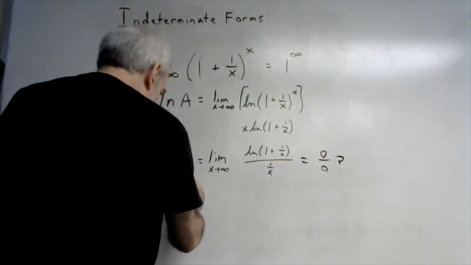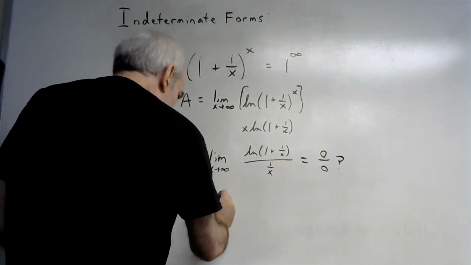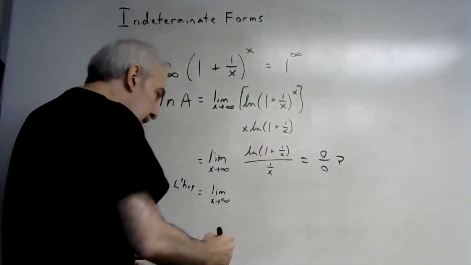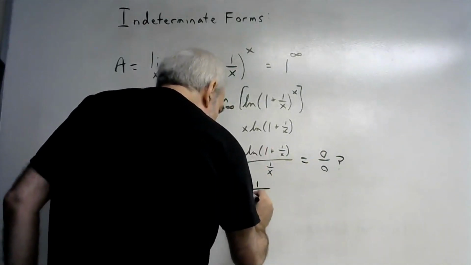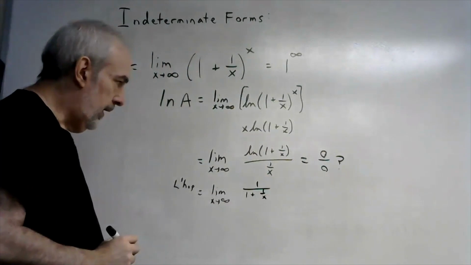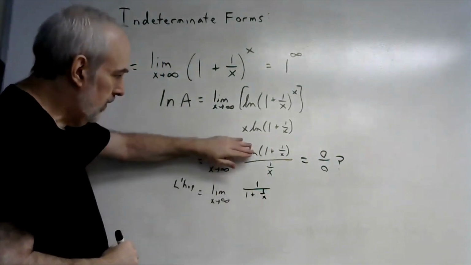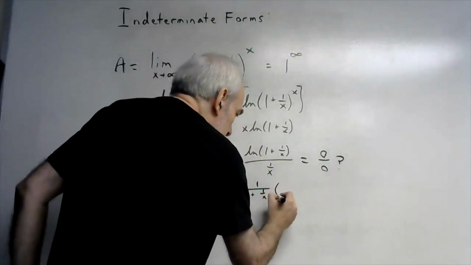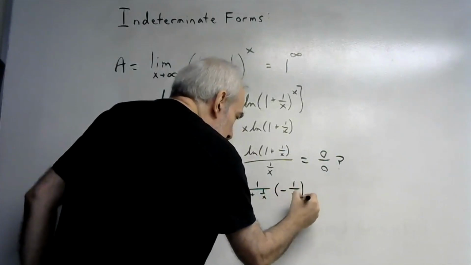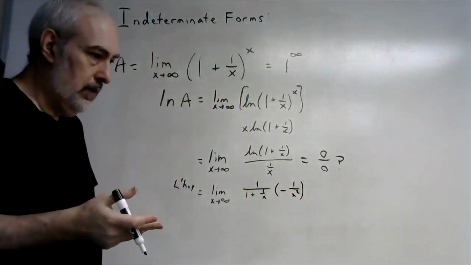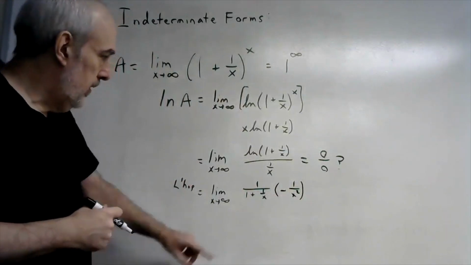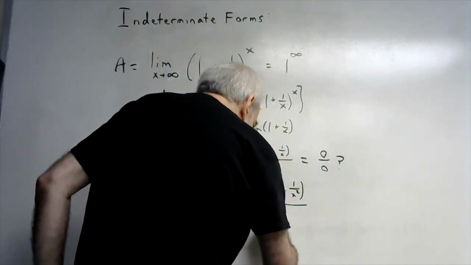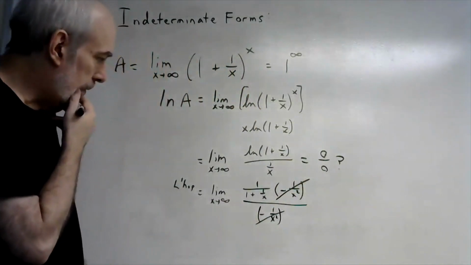Now we can use L'Hopital's rule. The derivative of the top is going to use the chain rule. We have to do 1 over the inside. That's going to get a little ugly. So 1 over 1 plus 1 over x times the derivative of the inside. The derivative of the inside would be 0 minus x to the negative 2, in other words, negative 1 over x squared. And the derivative of the bottom is also negative 1 over x squared. Well, that's convenient. We can just cancel those two. All we're left with is that.